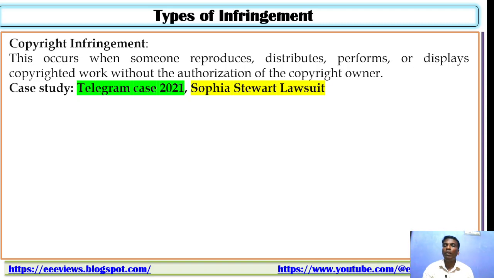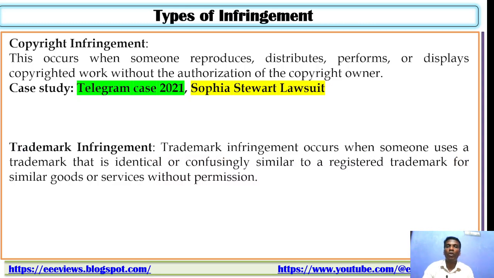Next, we will see another type of infringement, namely trademark infringement. In trademark infringement, we know what a trademark is. A trademark is the mark given for product identification. That is the main purpose. You want to identify the product. So how can it be infringed? How can we violate the trademark? By creating confusion, so you can't identify the product clearly. That is the infringement happening in the trademark.